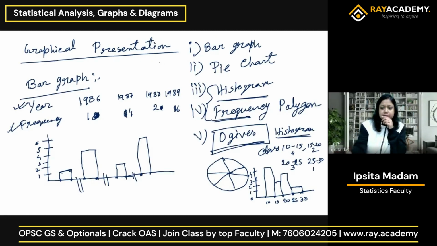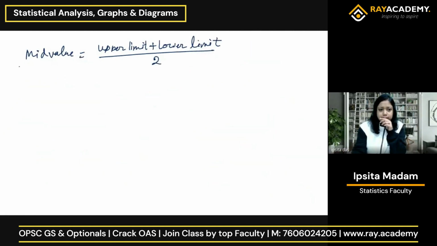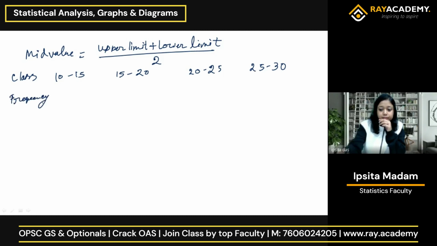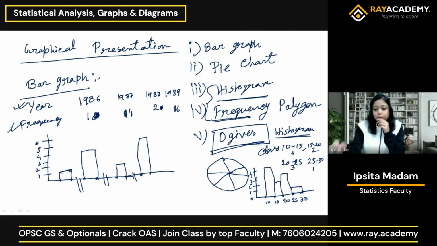Let us take the same data here. Classes: 10 to 15, 15 to 20, 20 to 25, 25 to 30, and corresponding frequencies 4, 2, 3, 1.